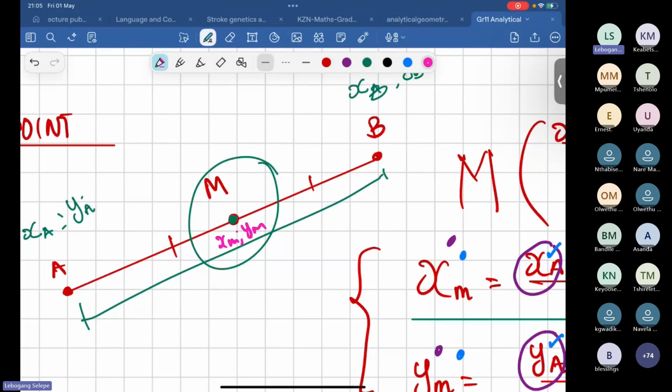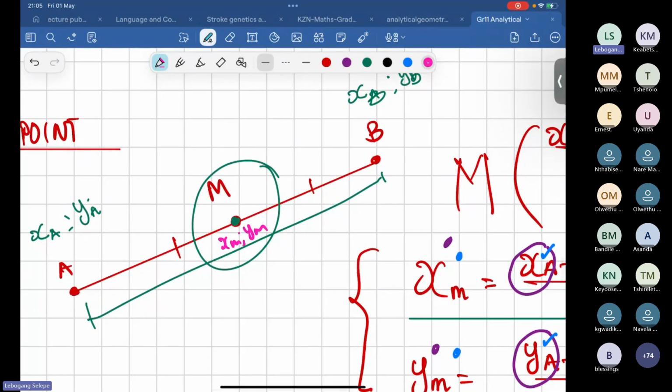I'm just going to take the y value of A, or the y coordinate of A, plus the y coordinate of B, and divide it by 2. Divide that sum by 2. And that should give me the y value of the midpoint.